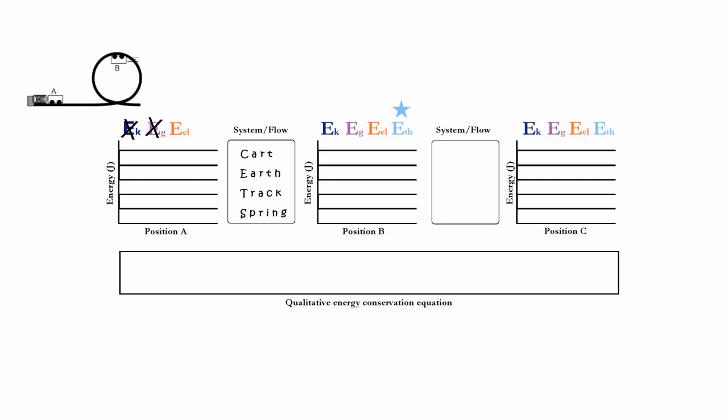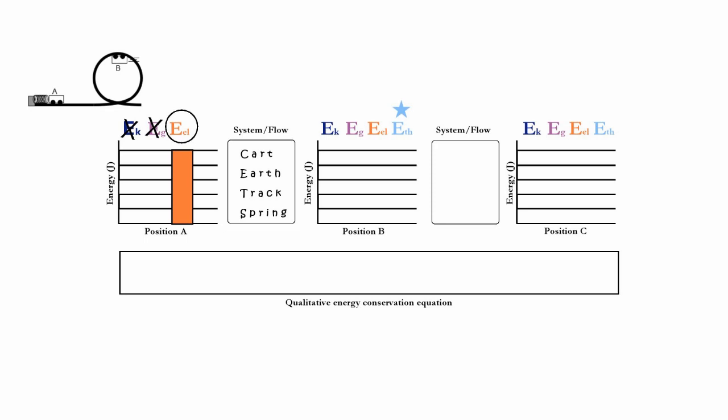Finally, is there any elastic energy present initially? Explain why or why not. Since the spring is part of our system, and it is compressed, there is elastic energy present. Circle EEL. Since we only have elastic energy present initially, go ahead and fill up the EEL column all the way to the top. What's our next step? Yes, move over to the next bar chart.